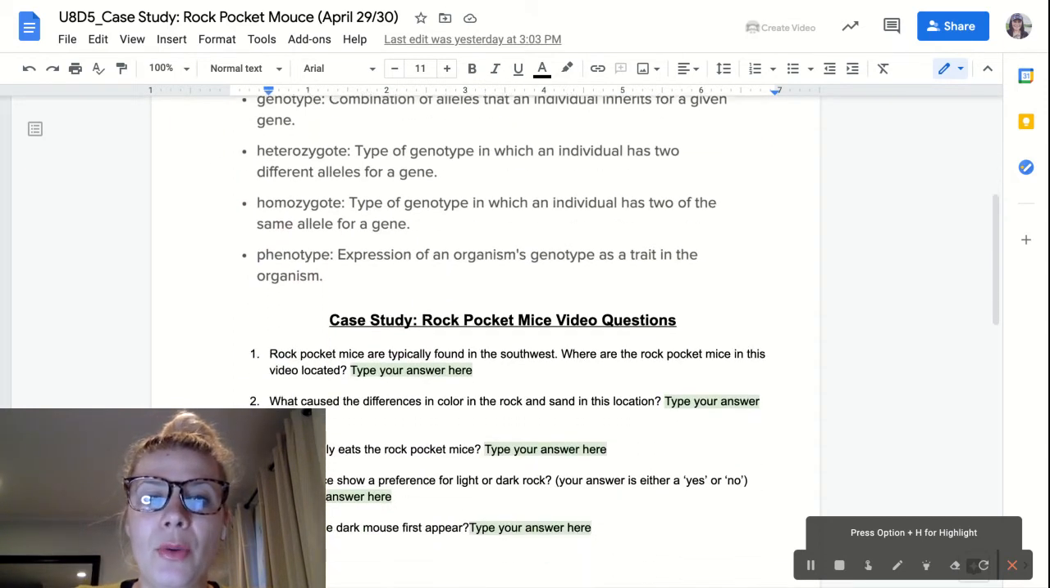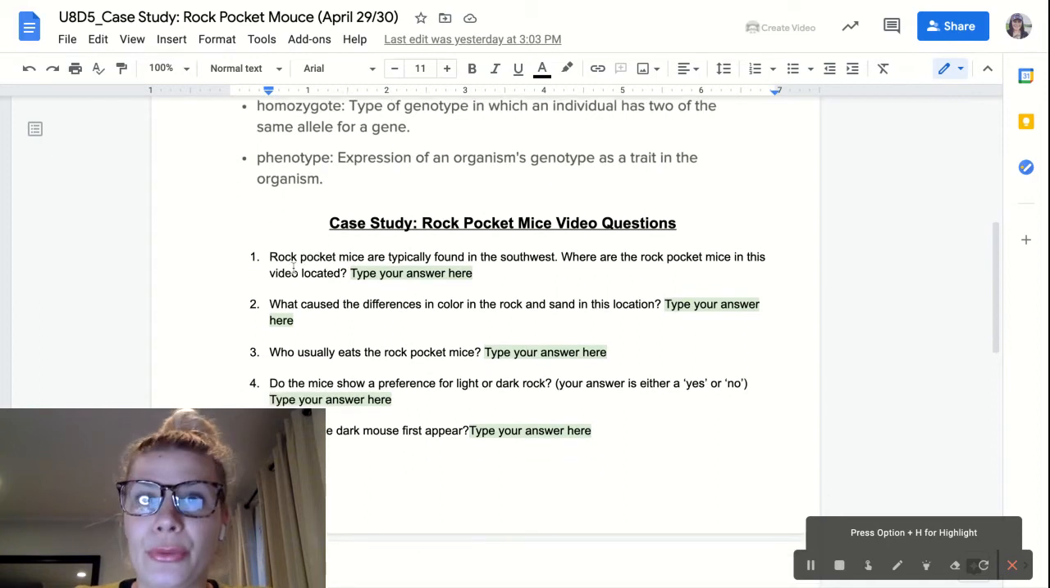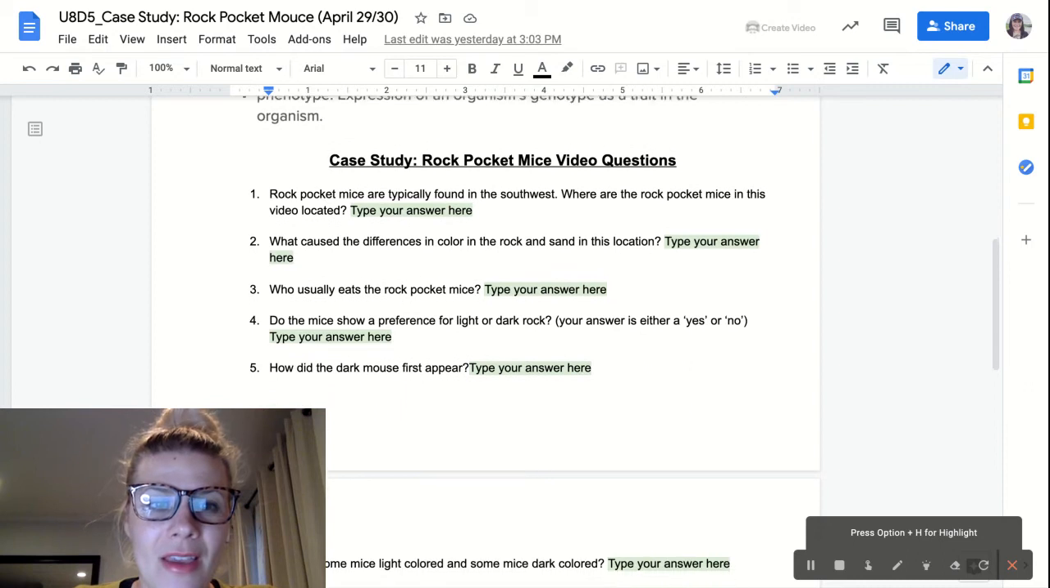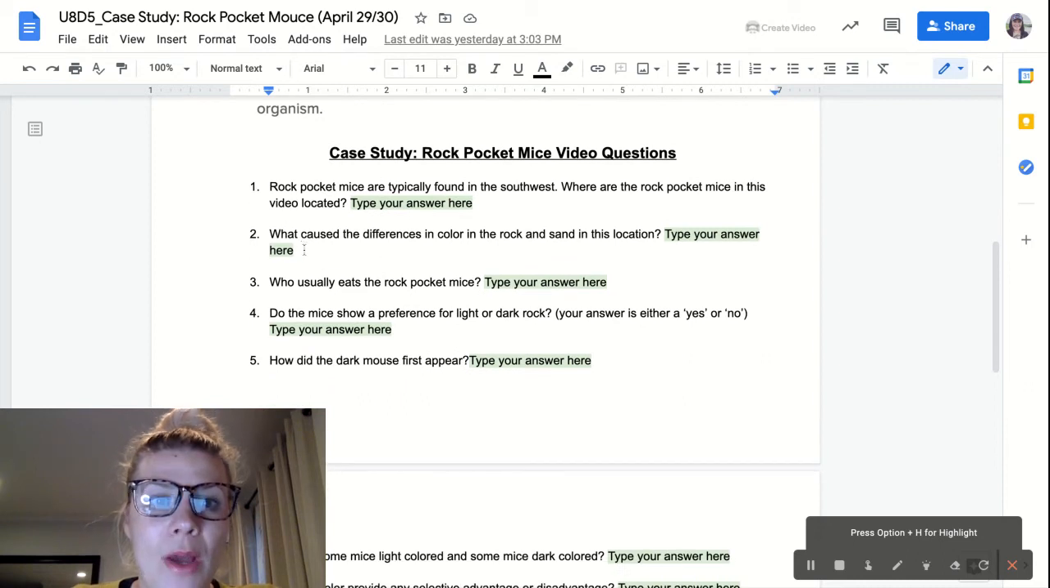Looking at the questions, I'm going to go through them with you a little bit. Question 1, rock pocket mice are typically found in the Southwest. Where are the rock pocket mice in this video located? It's a specific place. It's one of my favorite places to visit, actually, because I have been there. Question 2, what caused the differences in color in the rock and sand in this location? There was something that occurred, an event that caused the differences in the rock and sand in that specific spot in the video.